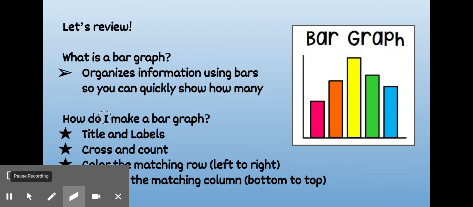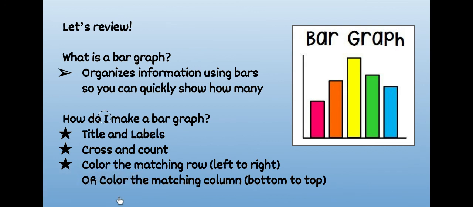So let's review what we've learned about bar graphs. A bar graph organizes information using bars so you can quickly show how many things. How do you make a bar graph? Well, first you need a title and you need labels. You need to cross and count. And then you either need to color the matching row from left to right or color the matching column from bottom to top.